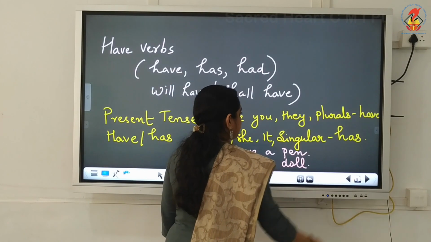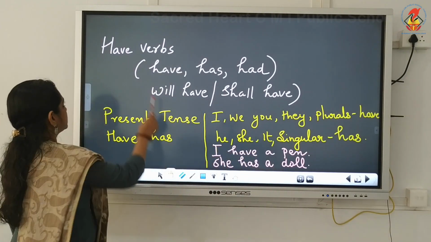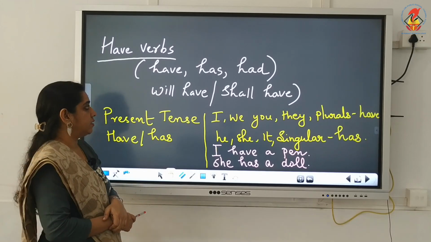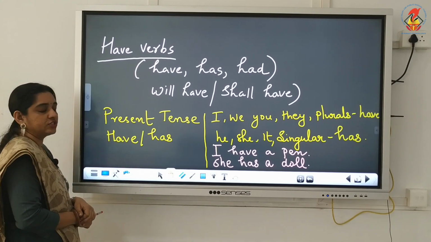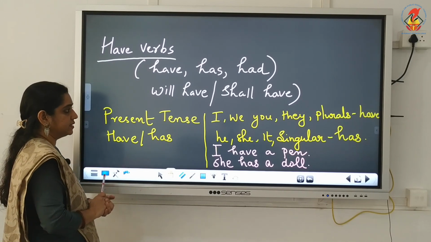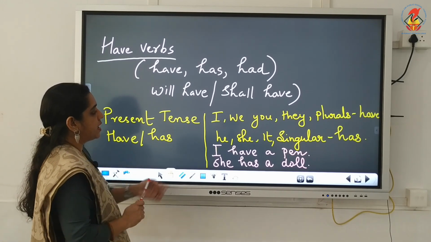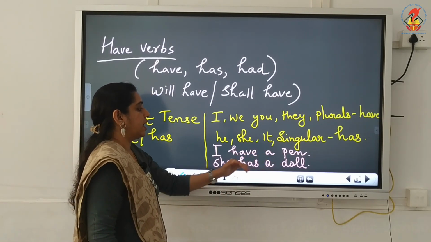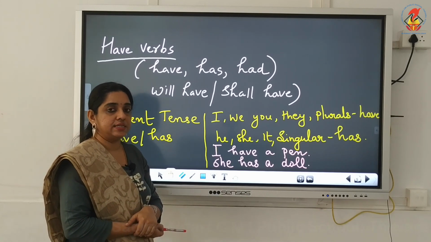Now, come to the next topic, have verbs. What are have verbs? Which all verbs come under have? Have verbs means the verbs have, has, had, will have and shall have, all these together are called have verbs. Now, see, in present tense, which have verbs are we using? Have and has are used in present tense. Okay, see the example: I have a pen, she has a doll. These both have verbs are used in present tense.